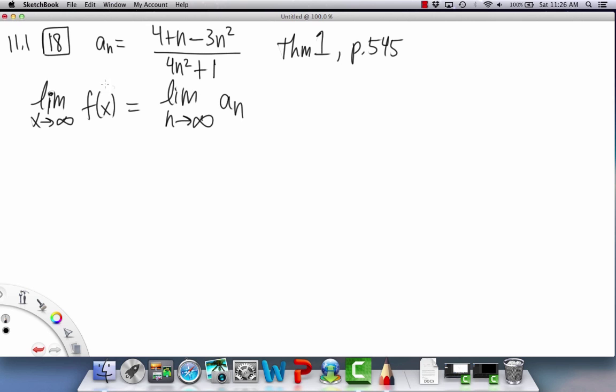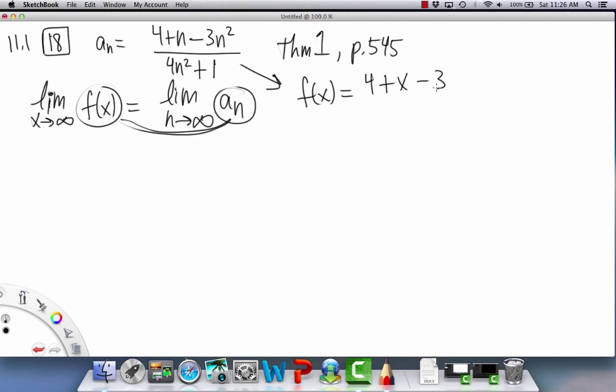Here there's kind of just a connection between the f of x and the a_n, right? So we can represent this basically as a function where we just replace the n's with x's. It's just as simple as that. So 4x squared plus 1. If we prove the left side, then that's going to prove the right side as well.